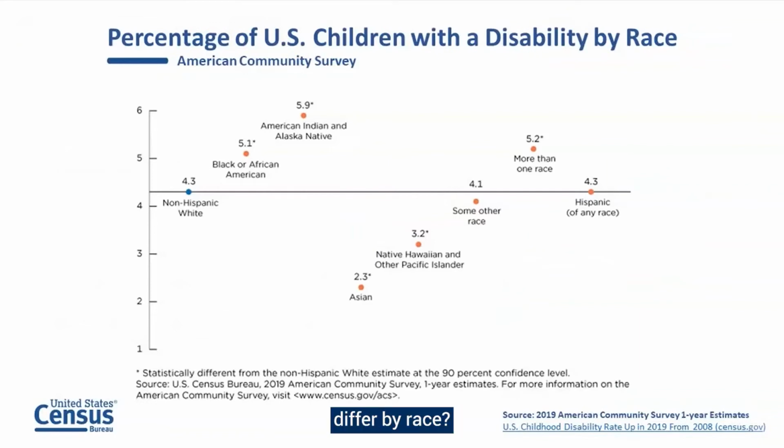How does childhood disability differ by race? The rates of childhood disability are the highest among the American Indian and Alaska Native at 5.9% in 2019. The next highest rates belong to children of more than one race, 5.2%, and Black children at 5.1%. Non-Hispanic white children fall at 4.3% at that national average. Asian children at 2.3%, Native Hawaiian and other Pacific Islander at 3.2%, and the disability rate for the Hispanic population under 18 is the same as the non-Hispanic white at 4.3%. And this comes from a report which is linked at the bottom, U.S. childhood disability rate up from 2019, and this is from the American Community Survey again.